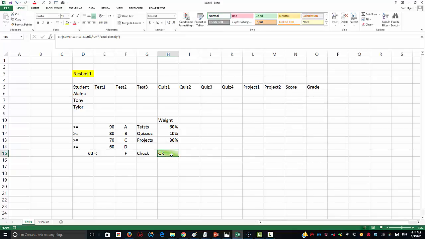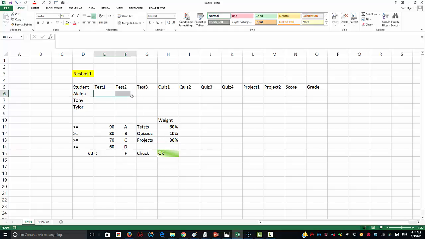Notice here it's okay, so it's going to be 100%. Otherwise, if that person did not really select the right amount of weight, it's going to say look closely. And here we go. That's really neat with that conditional format. Here we go. We should have no problem.